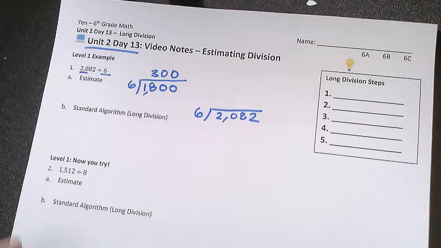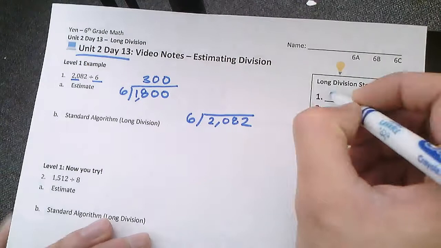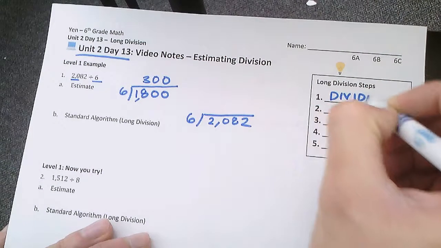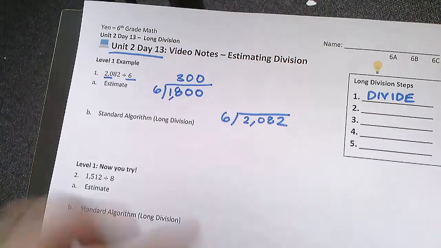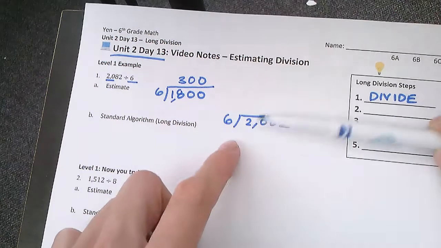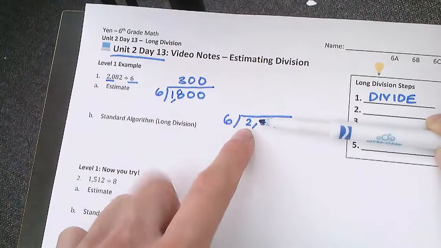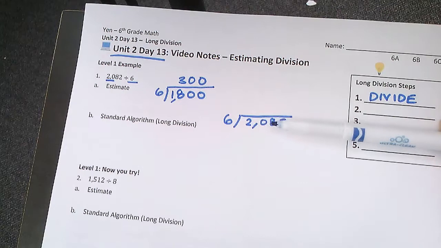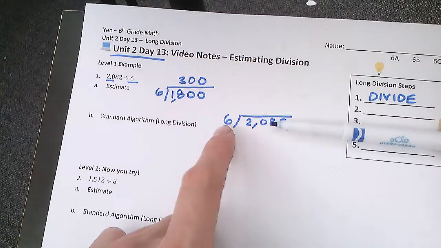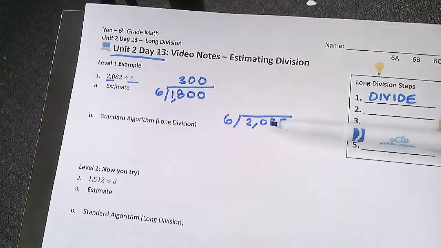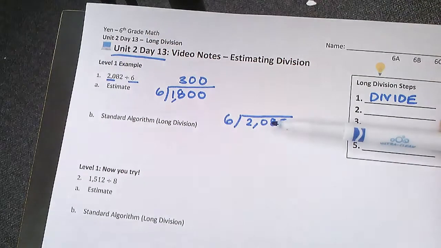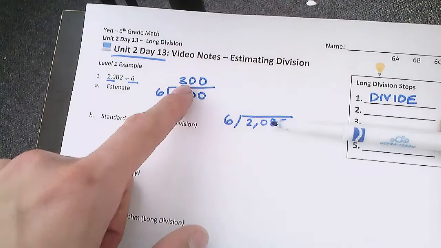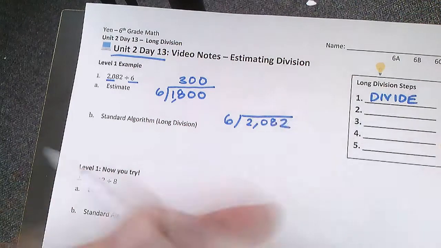So step number 1 in our long division steps is to divide. And so you look at the first set of numbers. Can 6 go into 2? It can't. 2 is too small. So we go out a little bit. Can 6 go into 20? Yes, it can. How many times? Well, we've actually already checked right here, right? It can go in 3 times.